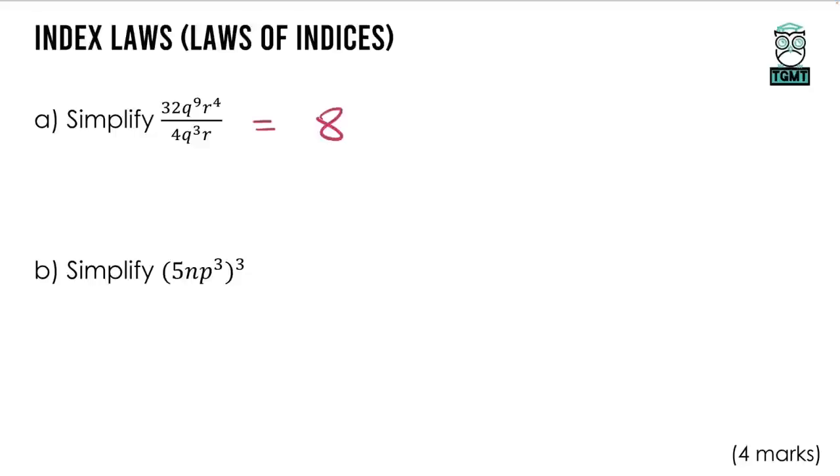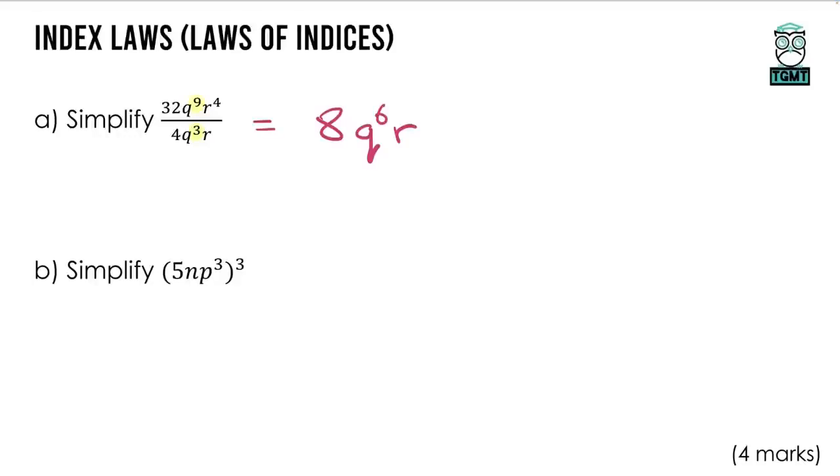So 32 divided by 4 is 8, and now we can look at these powers. I'm going to write the Q and I'm going to write the R. We just need to figure out what the powers of Q and R actually are. So here we have a power of 9 for the Q, and we also have a power of 3. So if we subtract those powers, 9 take away 3 gives us a power of 6.